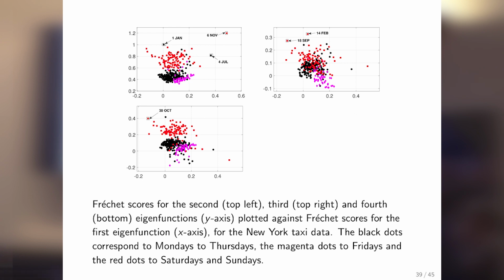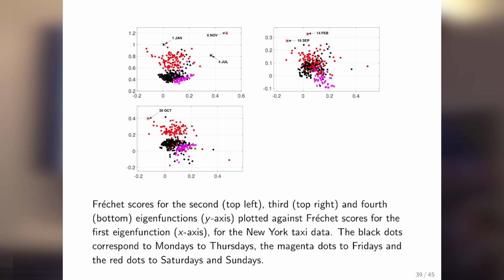Even Fridays are separated from the weekdays. So there are some special days. The black dots amidst the red squares are basically some special holidays, which fall on Mondays and Fridays, like Memorial Day and Independence Day and things like that.